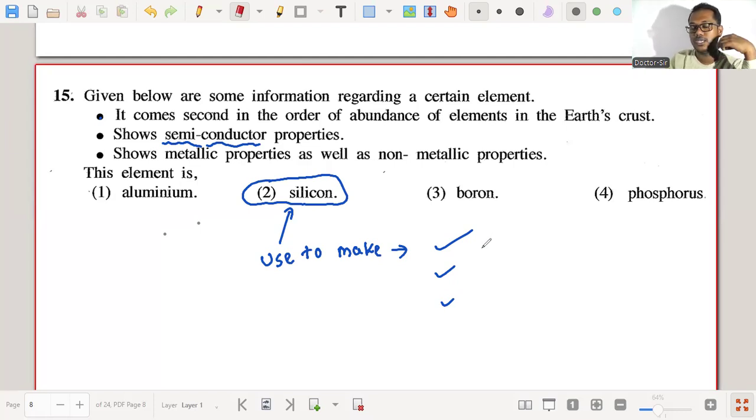So, if you see a diode or if you see a transistor, most of them are made by this silicon, or some of them are made by germanium as well. So, these are very important for this semiconductor properties. Okay, all right. Now the answer for this question is answer two. Okay, right. Now tell me how many of you got the correct answers.